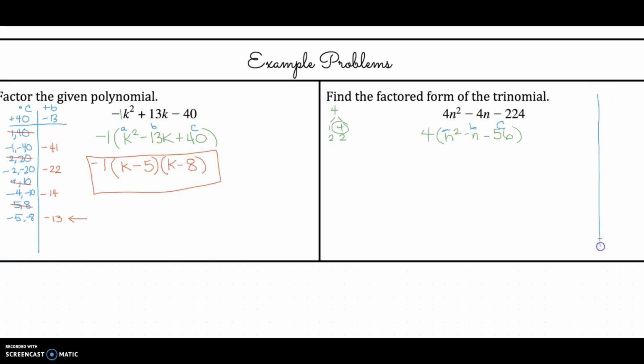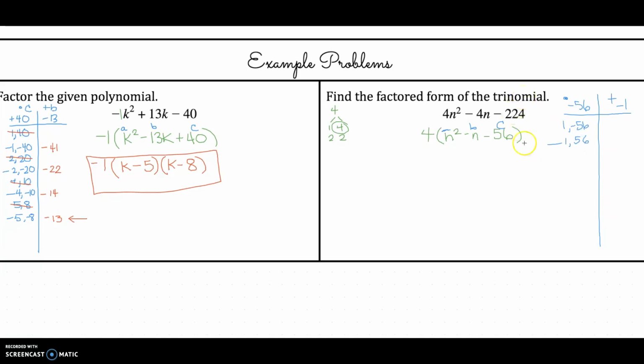So I'm going to make my T-chart. And I want to find things that multiply to C, which is negative 56, and add to B, which is negative 1. And so I need to find all the factors of negative 56. And remember, if it's a negative number, that means one of the numbers has to be positive and one has to be negative. So I'm going to start with 56 divided by 1. So I have 1 and negative 56. And then also negative 1 and positive 56.